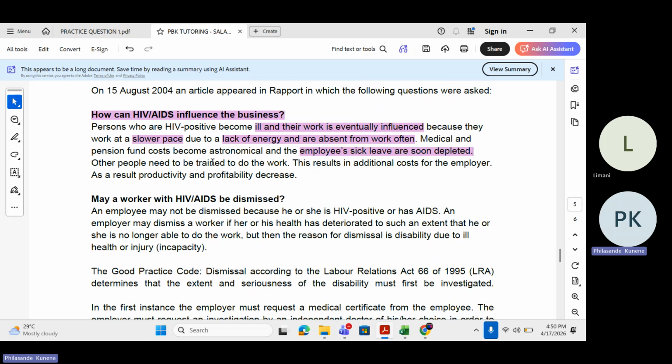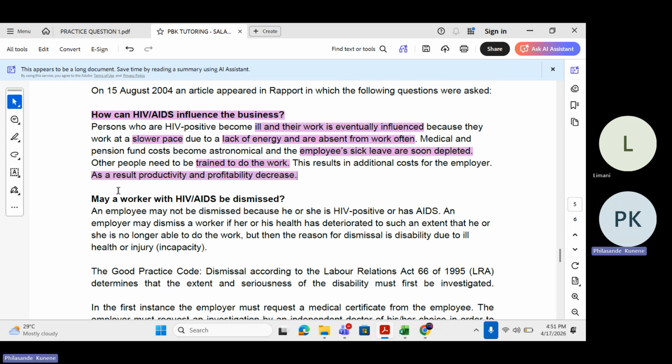Other people need to be trained to do the work, which is costly for the company. To say, we do have someone we hired for this job, but this person is sick now. Now we need to go and find someone else to do the job. But that person has to be trained first, which is going to be costly for the company. So they're trying to avoid all those costs. That is a burden that HIV and AIDS came with on the businesses, right? This results in additional cost for the employer. As a result, productivity and profitability decrease.